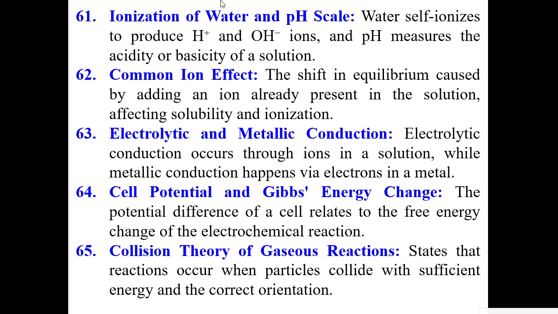Next, ionization of water and pH. When water is ionized, the H2O molecule is converted into H plus and OH minus. We are making it into ions, an H plus ion and an OH minus ion. That is called ionization. Now, the concentration of the hydrogen ion, the concept of ionization: tell me, are you reducing or increasing it?